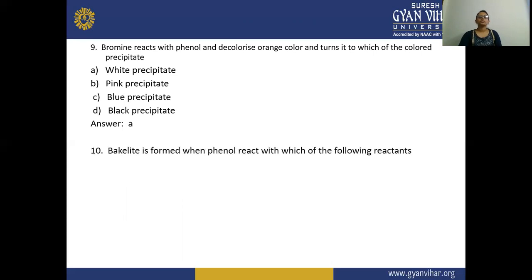Then: bakelite is formed when phenol reacts with which of the following reactants? The options are formaldehyde, hydrogen, nitric acid, sulfuric acid. So bakelite is formed when phenol reacts with formaldehyde. There is a formation of a polymer, and it is a thermosetting solid polymer. So here the questions end.